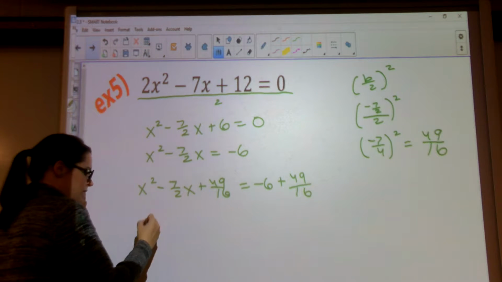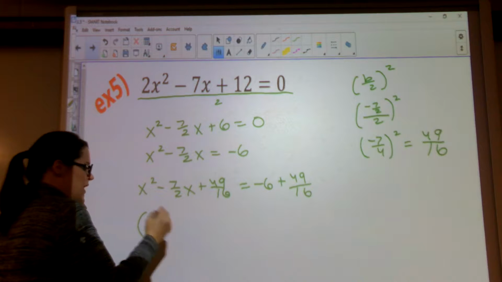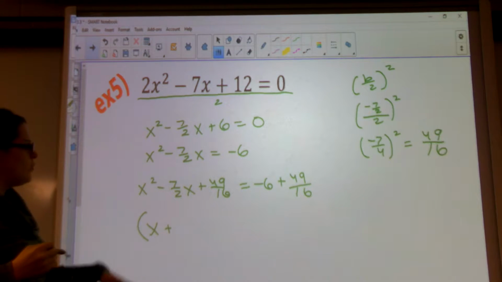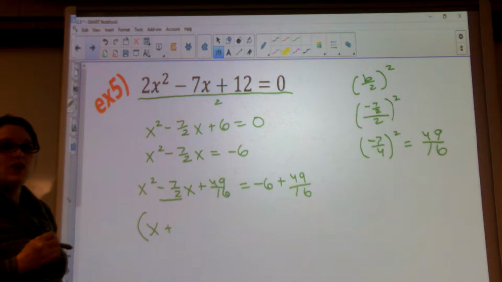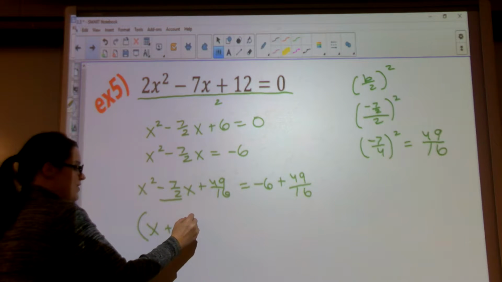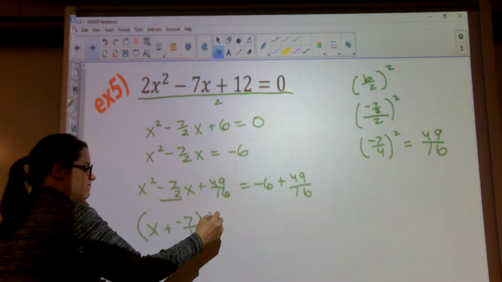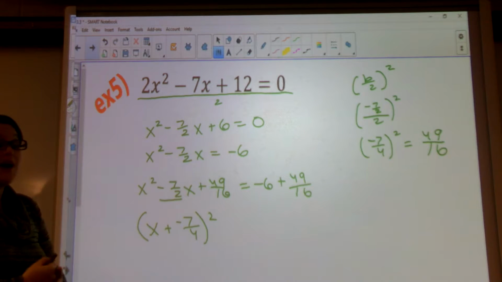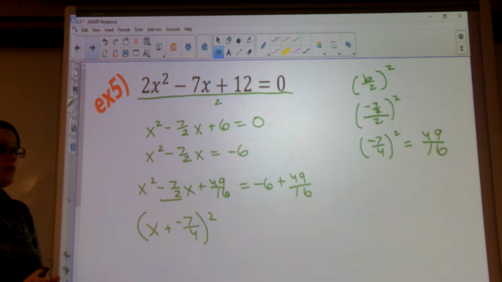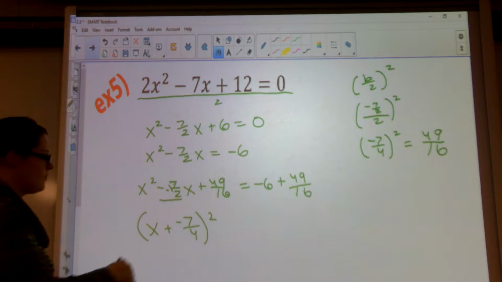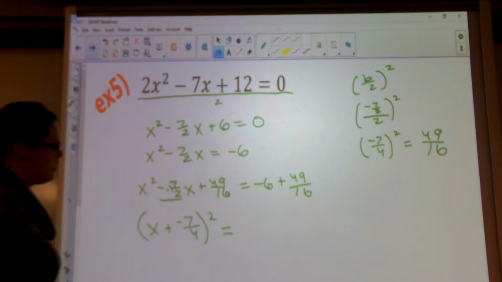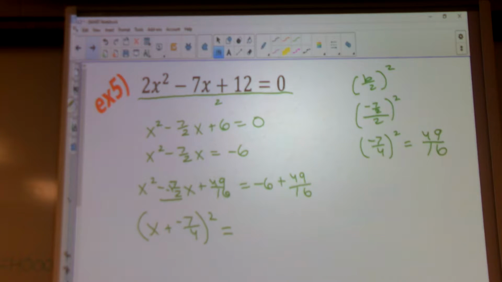Okay, magic happens. X plus, well, what was b over 2? Here's b. You would put that over 2. That's actually negative 7/4. Remember, it's not b over 2 squared, it's b over 2. Inside the parentheses is b over 2. So I take my b over 2, and that equals, help me out. What do we get over there? Grab your calculators.